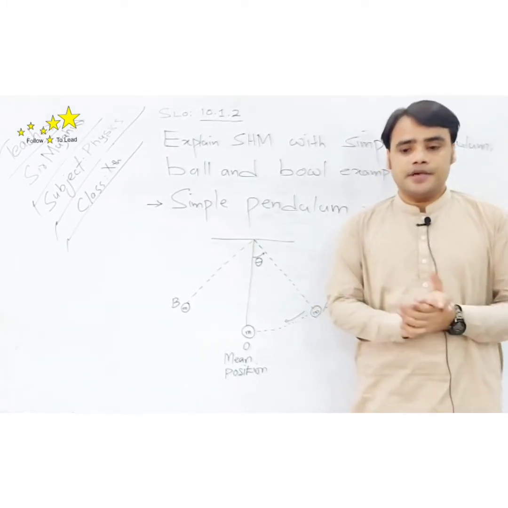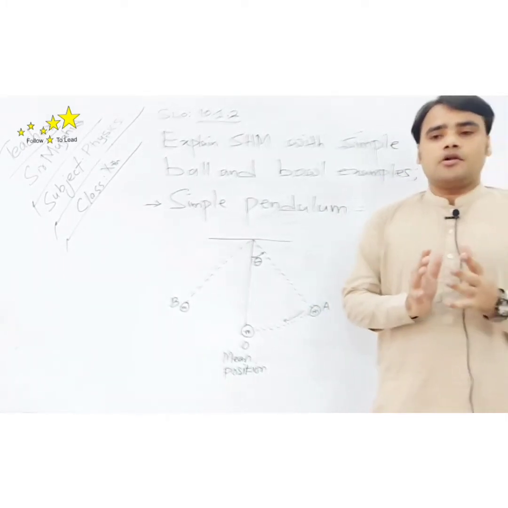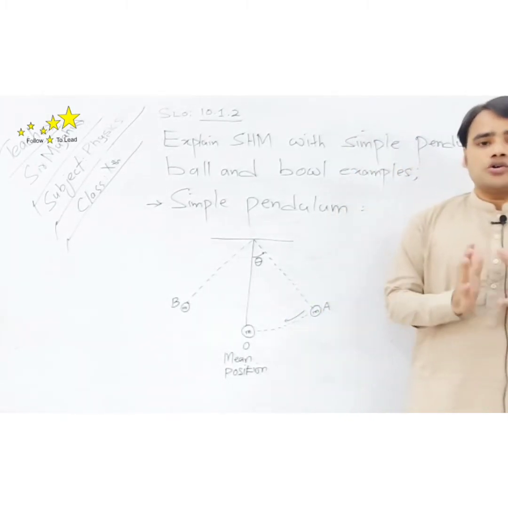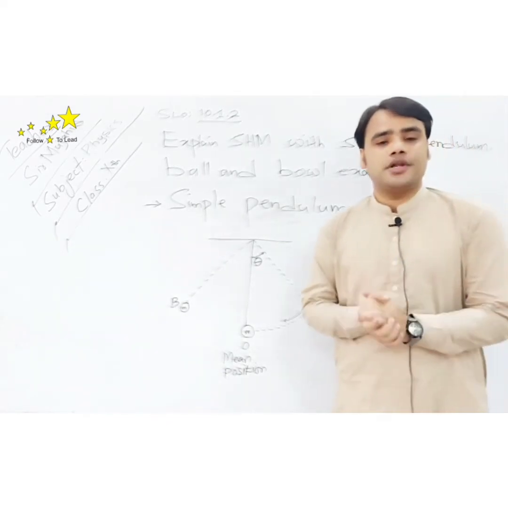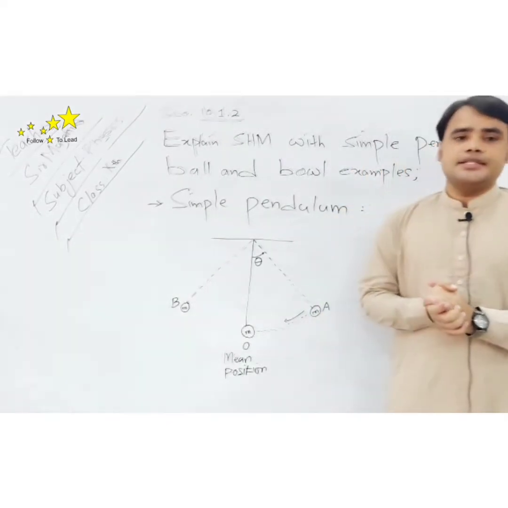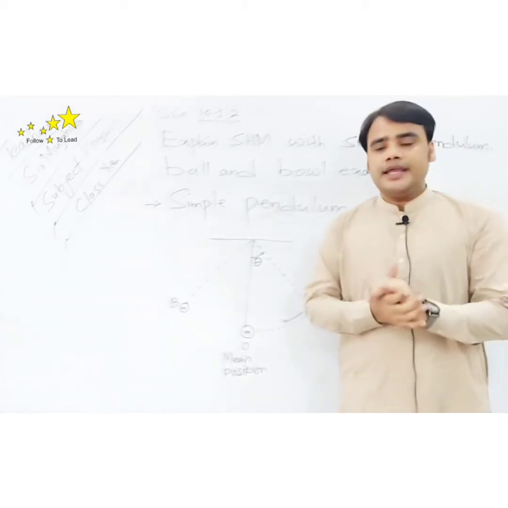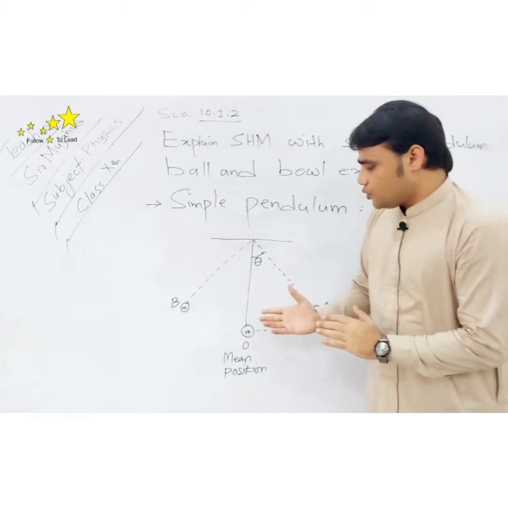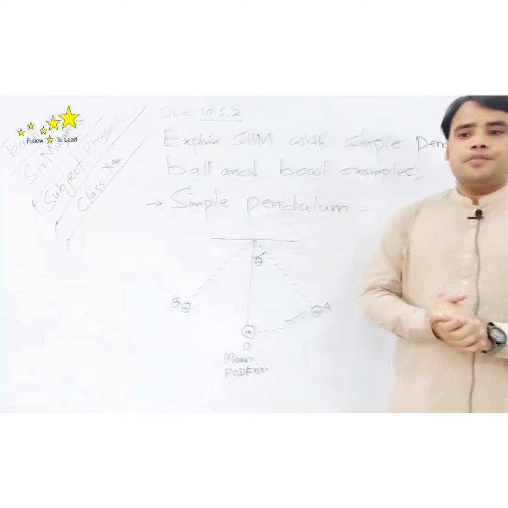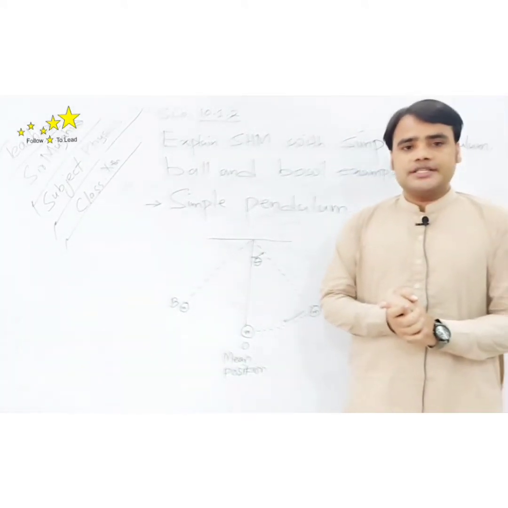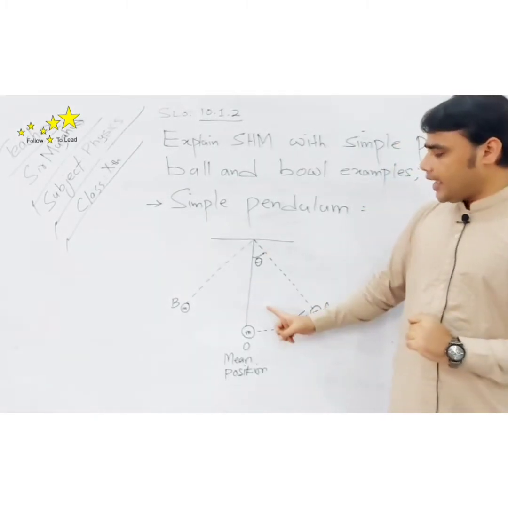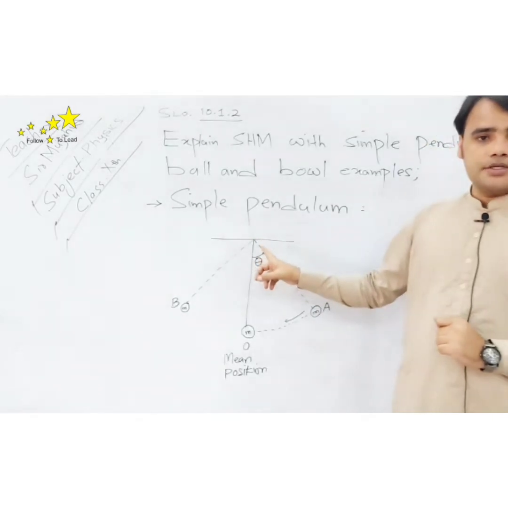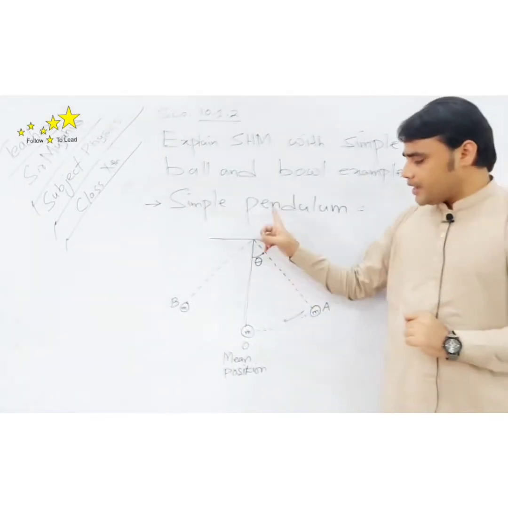What is SHM, by the way? SHM is the acronym for simple harmonic motion, which is nothing but a special type of oscillatory motion having an elastic restoring force. We can understand its concept with two practical examples. The first one is the simple pendulum. So what is a simple pendulum? A simple pendulum consists of a ball which is attached to a string of length L, which is further fixed at the upper end to a pivot. You can see here a simple pendulum.